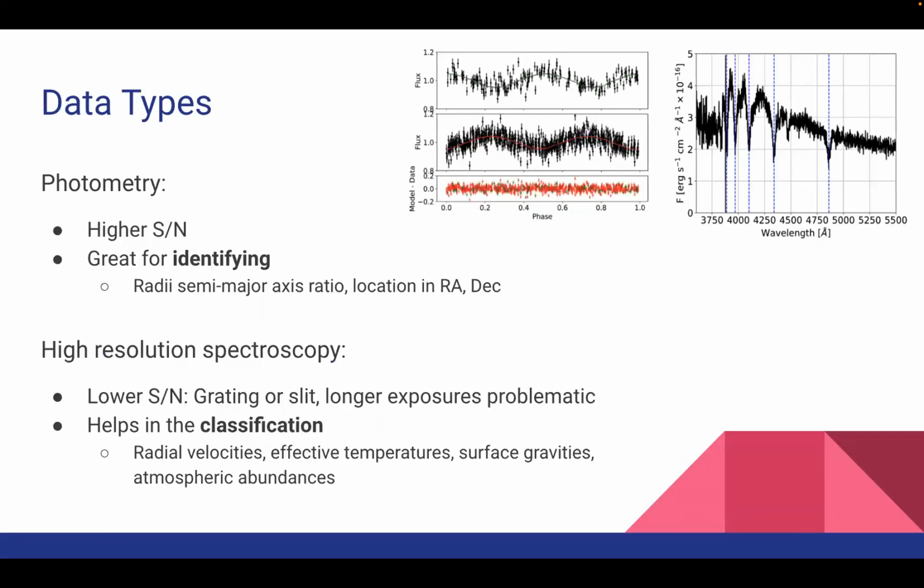Now I'll quickly go over some of the data that is used to extract these insights. There are two main types of data. One of the types is photometry, an example of which is shown in the left image. This is also commonly known as light curves. The second type of data is high resolution spectroscopy, which is shown in the right image.